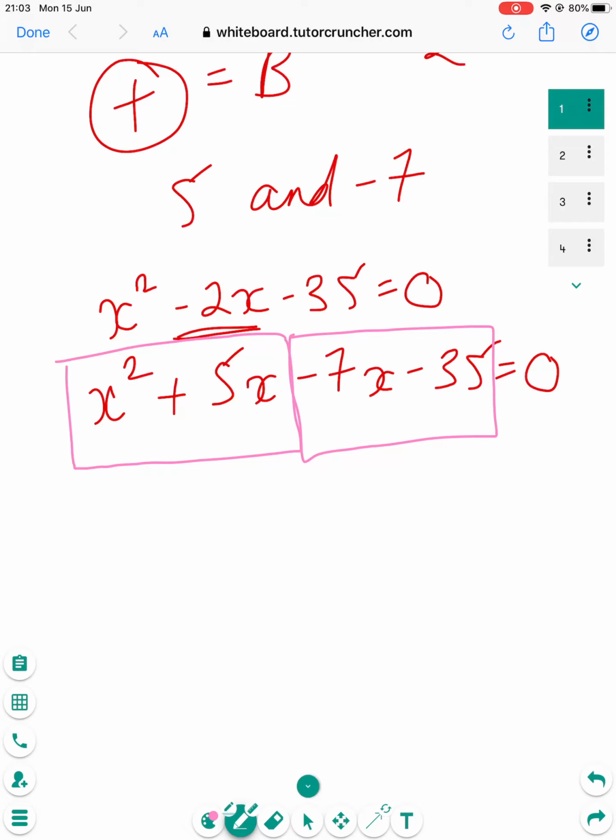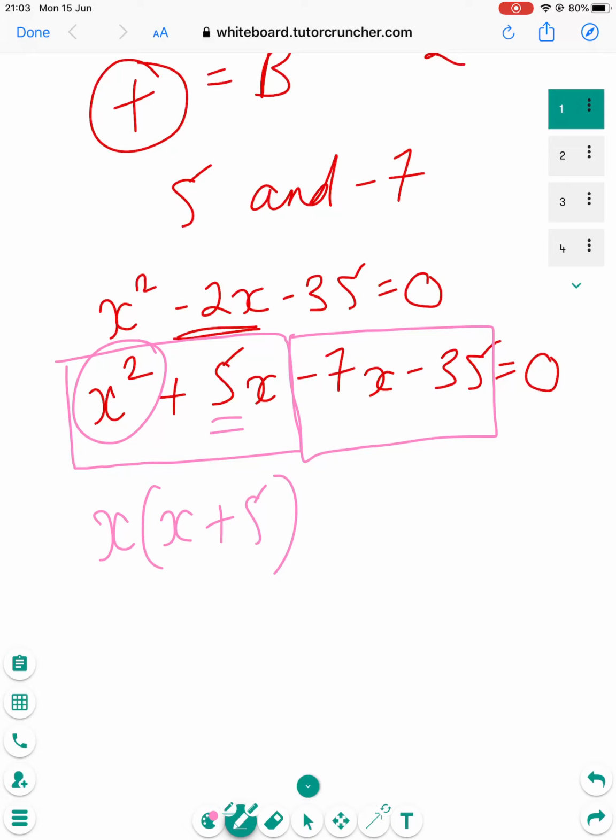We want to take out the common variable, which in this case is x. If we take x out, we're going to be left with x, because x times x is x squared here. And if we do the same thing for 5x, we're going to be left with 5, because x times 5 is 5x.